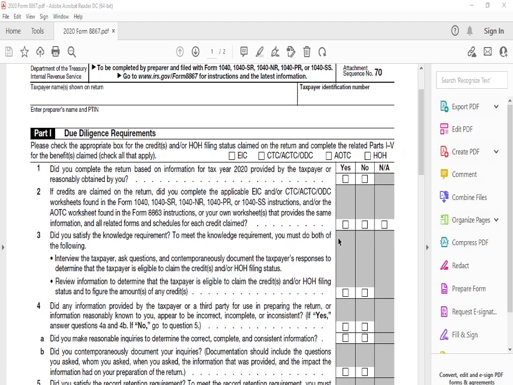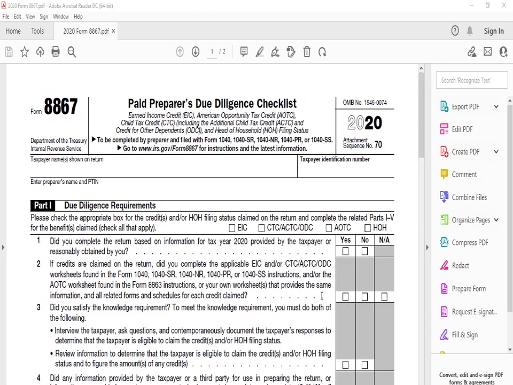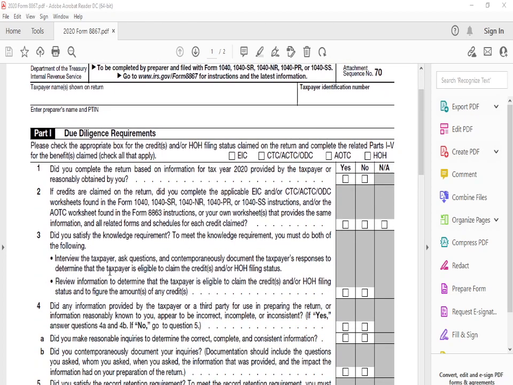If the credits were claimed in the return, did you complete the applicable earned income credit and/or child tax credit or the other worksheet found in the Form 1040, 1040-SR, 1040-NR, and 1040-PR or 1040-SS instructions, and/or the Advanced Child Tax Credit worksheet found in the Form 8863 instructions, or your own worksheet that provides the same information, and all related information scheduled for earned income credit or each credit claimed? Yes or no?